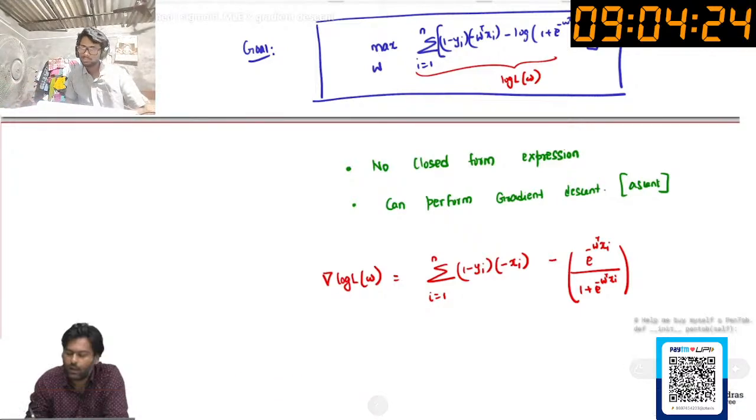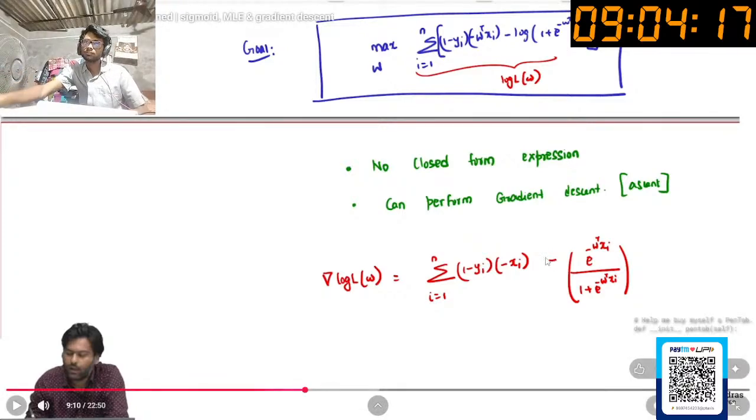So the idea is very simple. The thing that we are trying to minimize or maximize, we will always take the gradient with respect to that. That's the idea, right?